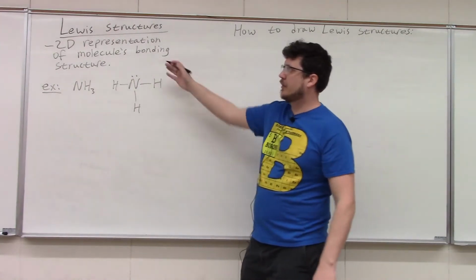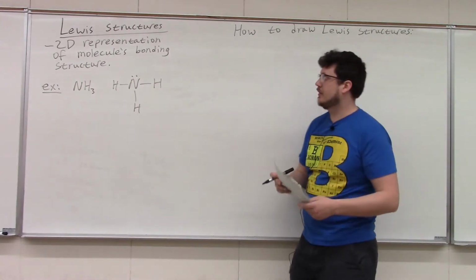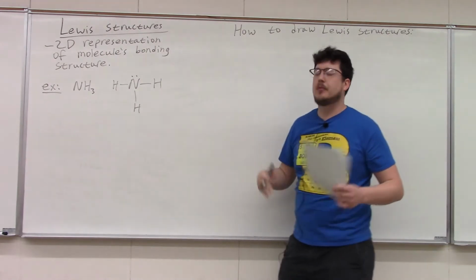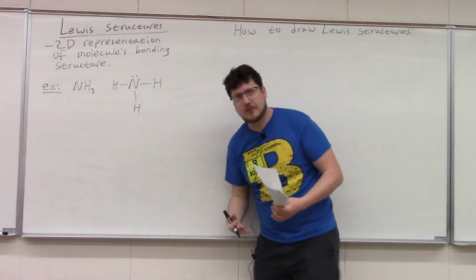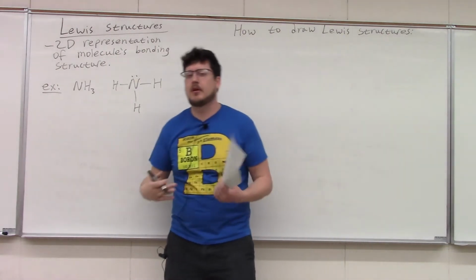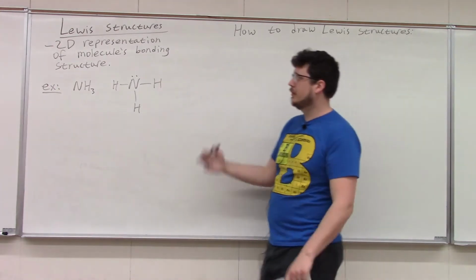Okay, so next we're going to talk about Lewis structures. These are just a 2D representation of a molecule's bonding structure. So how are the pieces put together? How do we draw that on paper? How do we represent that? Well, one way is a Lewis structure.